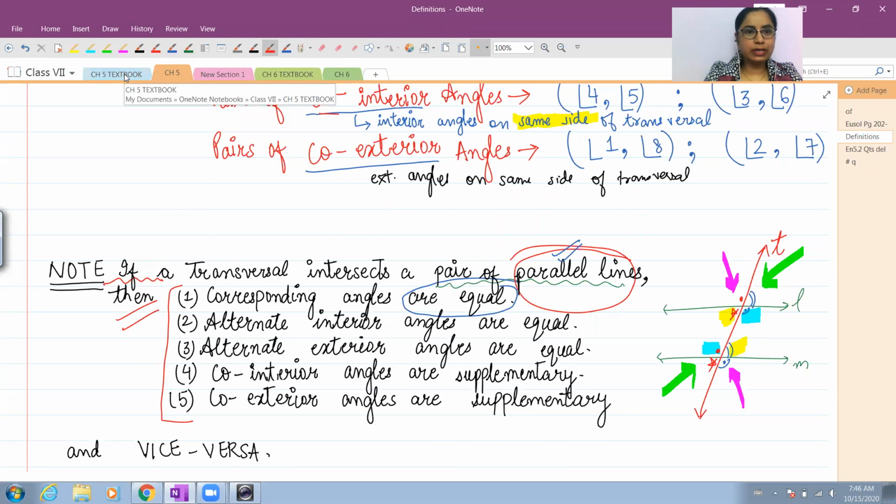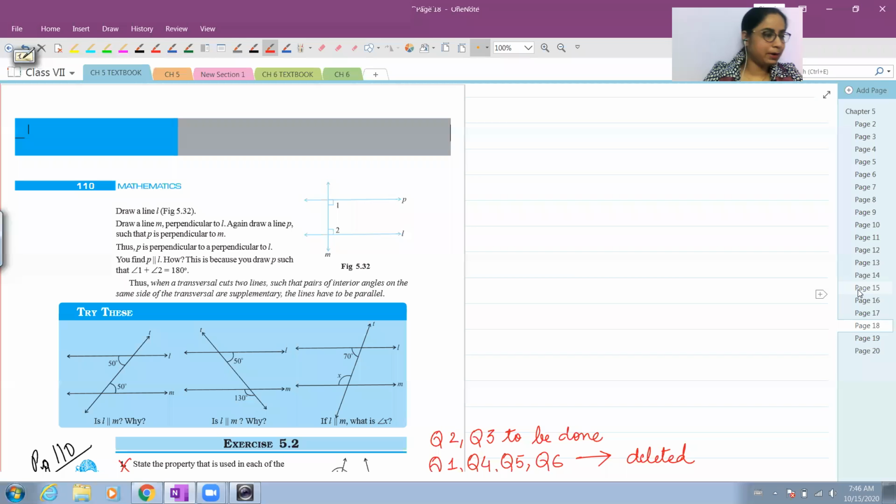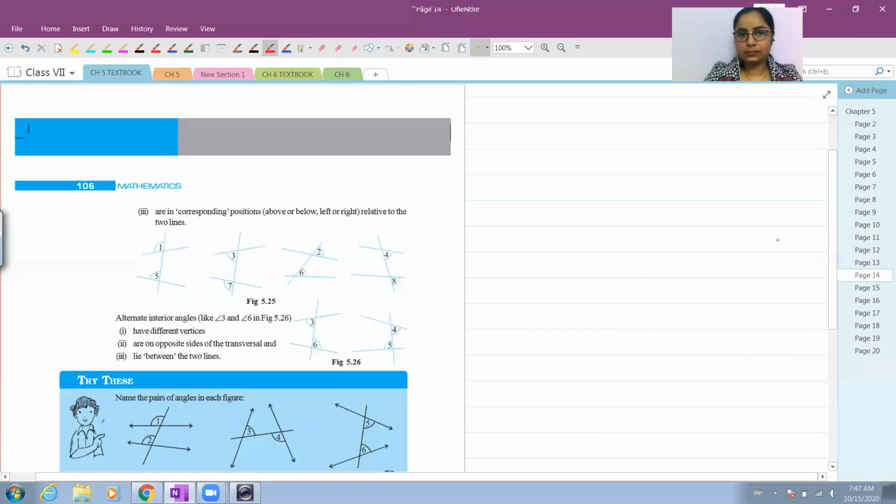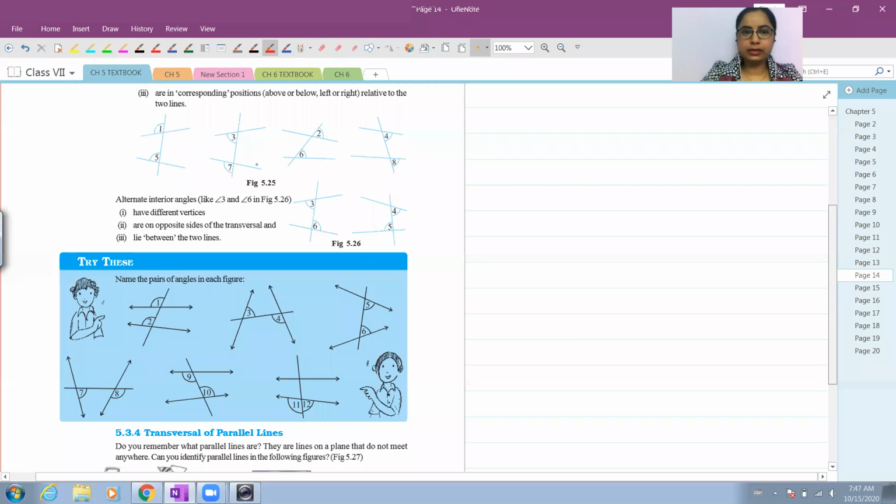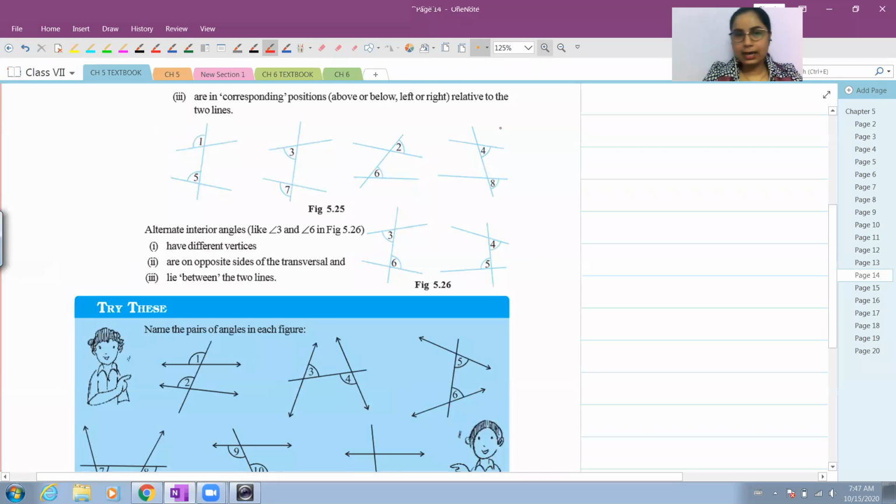Okay, let me take you to your textbook. I think that will help you identify in a better way. So, okay, which is page 106. Just watch the figures here. There are so many figures given to you. They are showing the positions: over here 1 and 5 are corresponding, 3 and 7 are corresponding, 2 and 6 are corresponding, 4 and 8 are corresponding. And in this figure, they are marking alternate interior angles, 3 with 6 and 4 with 8.